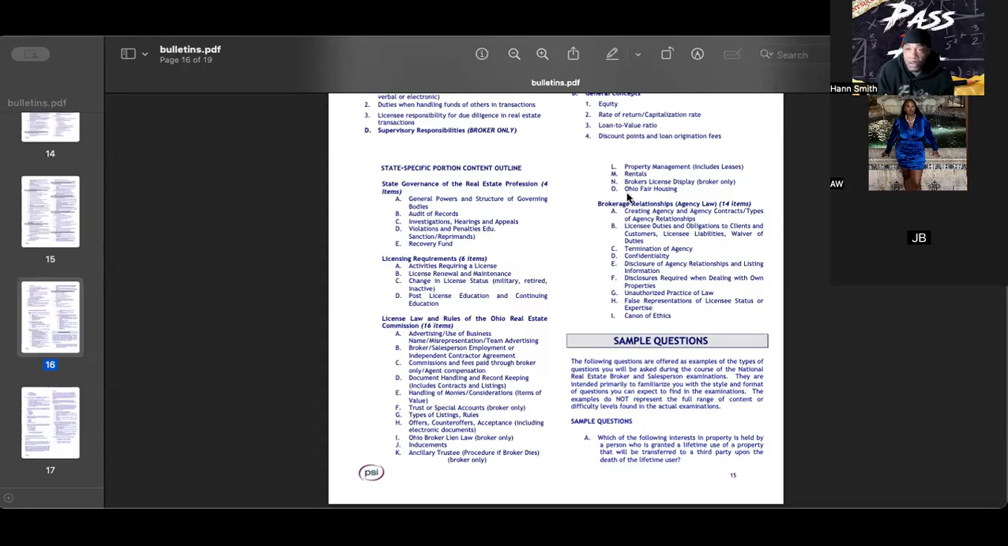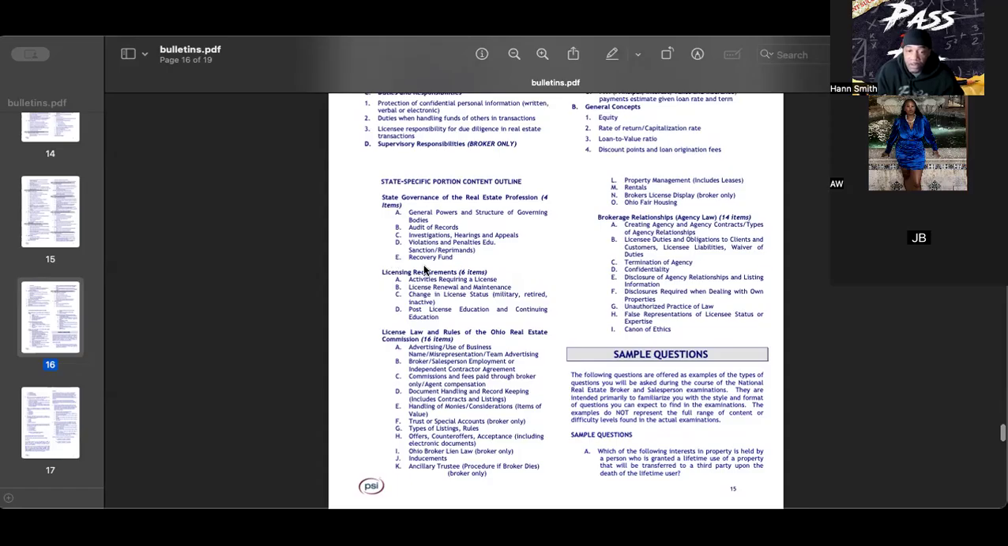What are they trying to test y'all on for the state test? There's 4 different sections of the state test. The first section is the state governance of the real estate profession. That's going to be more like who's the superintendent, what's the Ohio Real Estate Commission. You're going to have to know who can investigate, who conducts hearings and stuff like that. But on the state test, they're saying it's only about 4 items from this section. All right, so that's section 1 of the state test.